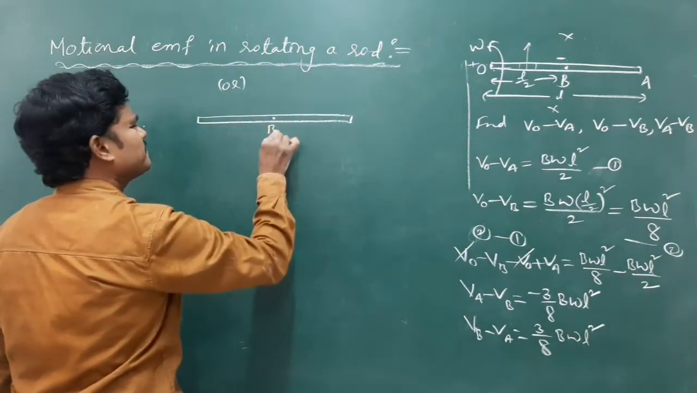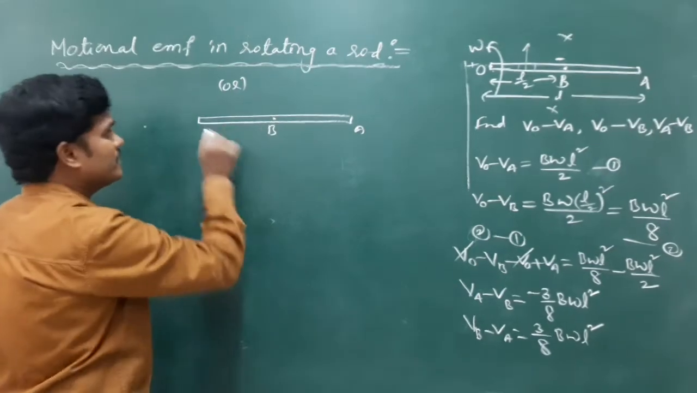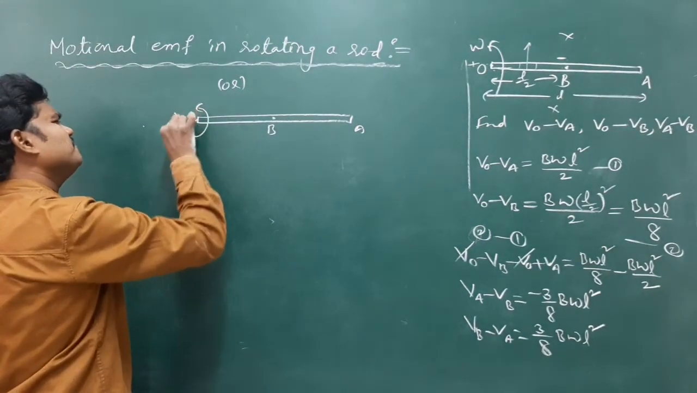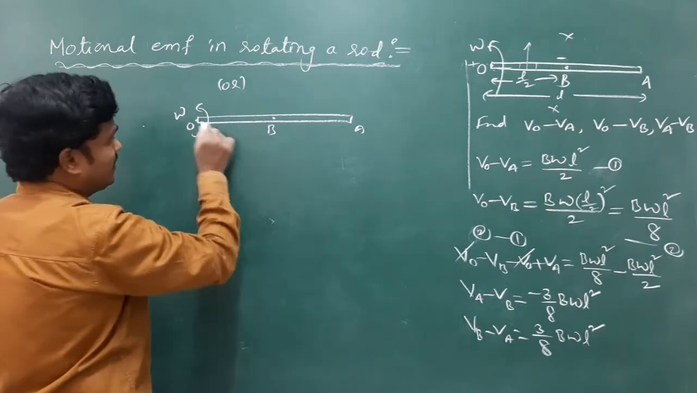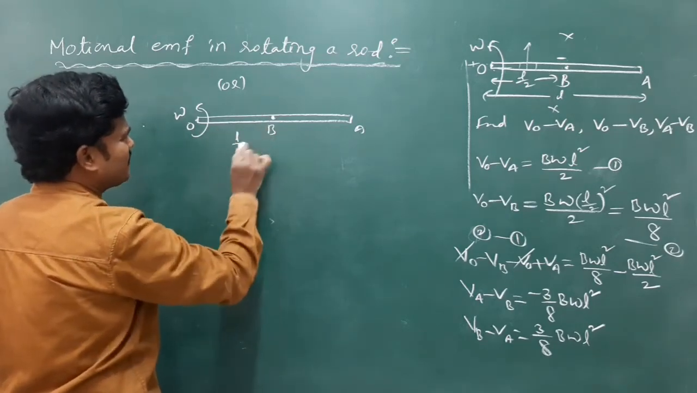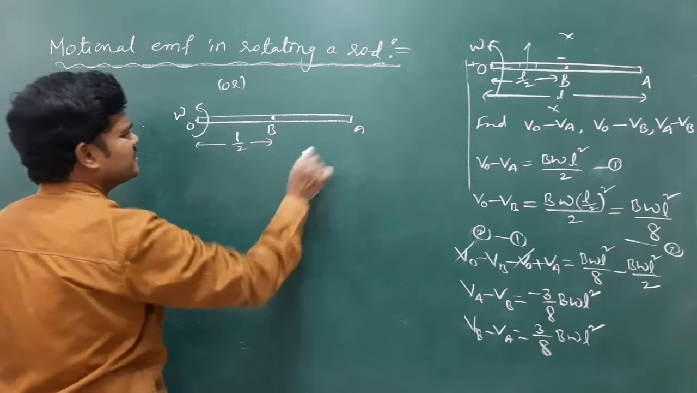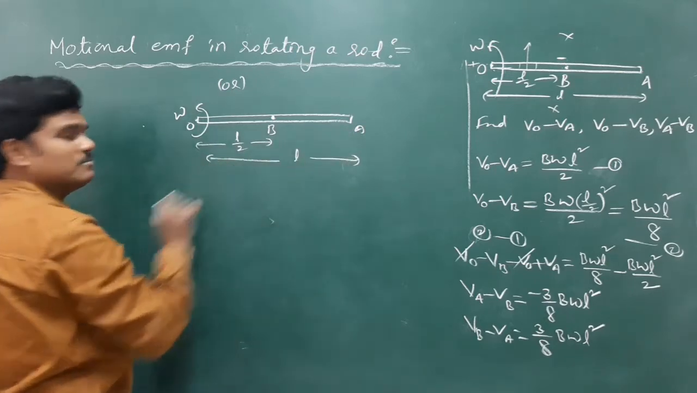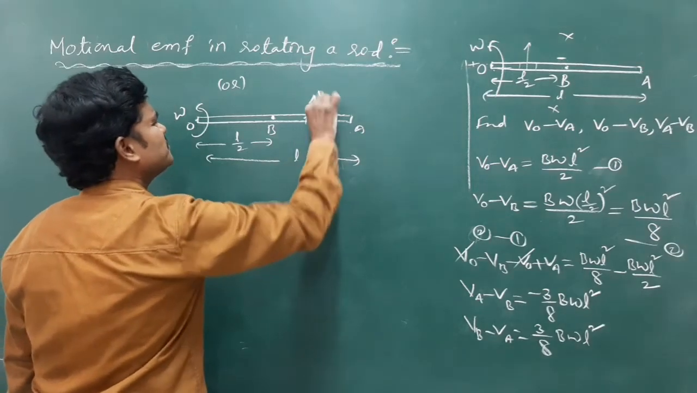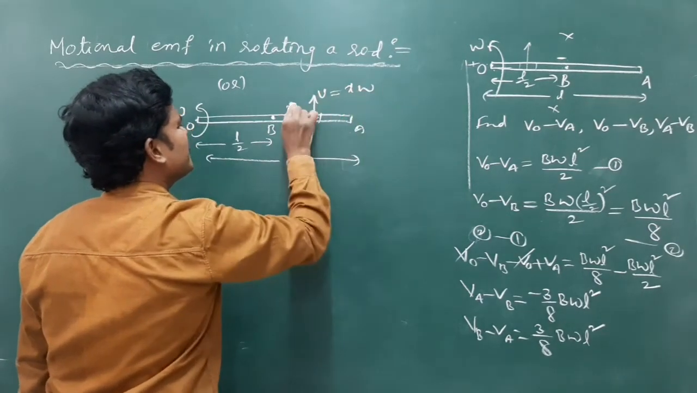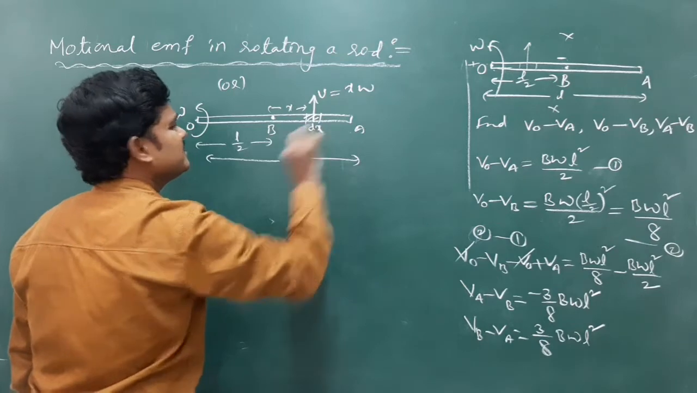See, this is B, this is A. Now the rod is fixed here, rotating with omega. Here B is the starting point, it is L by 2. A is the ending point, L. Now apply the integration. Take a small element. If it moves with speed V, this is some x, this is dx.